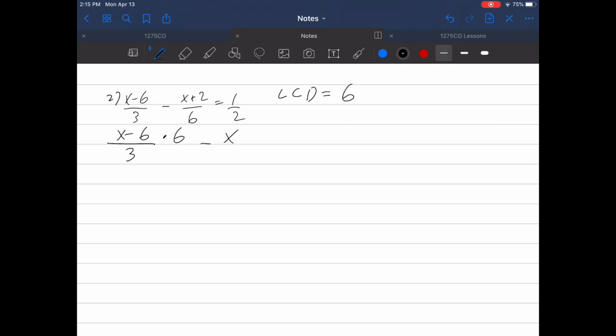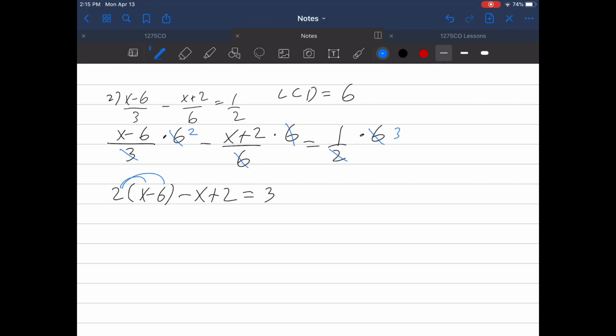X minus 6 over 3 times 6 minus x plus 2 over 6 times 6 equals 1 over 2 times 6. Cancel this out. 6 and 6 cancels. 3 and 6 reduces to 2 up top. 6 and 2 reduces to 3 up top. Once again, 2 times x minus 6 minus x plus 2 equals 3 is our equation, which does not have any more fractions in it, no more rational expressions.